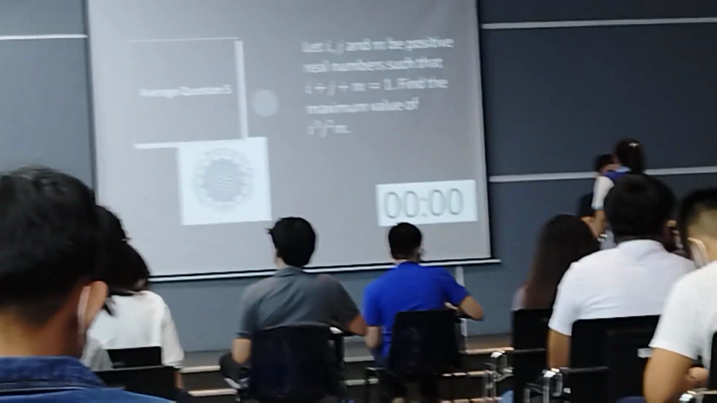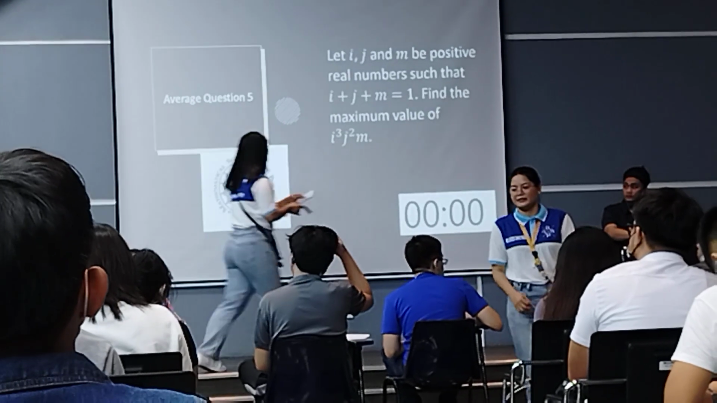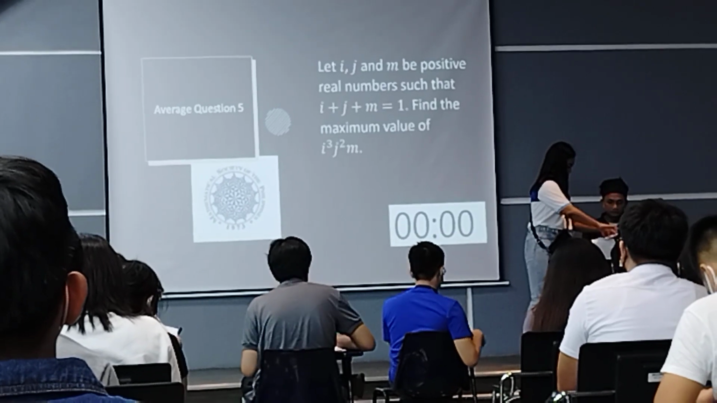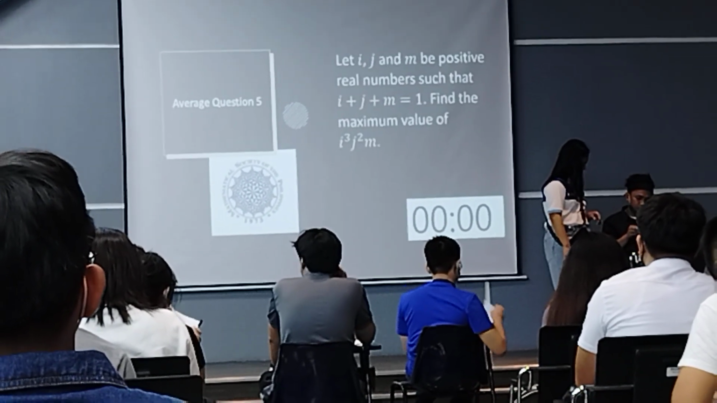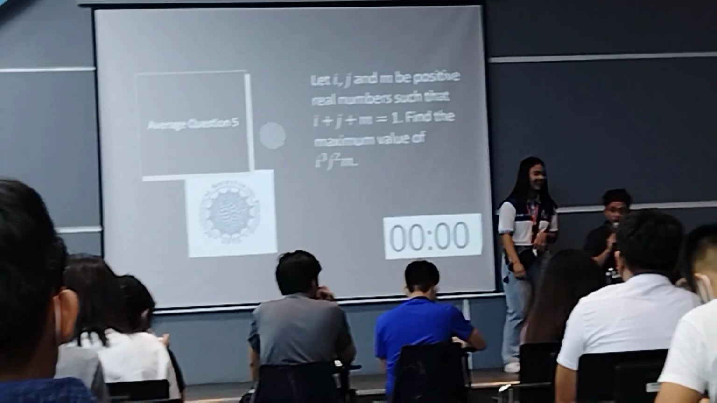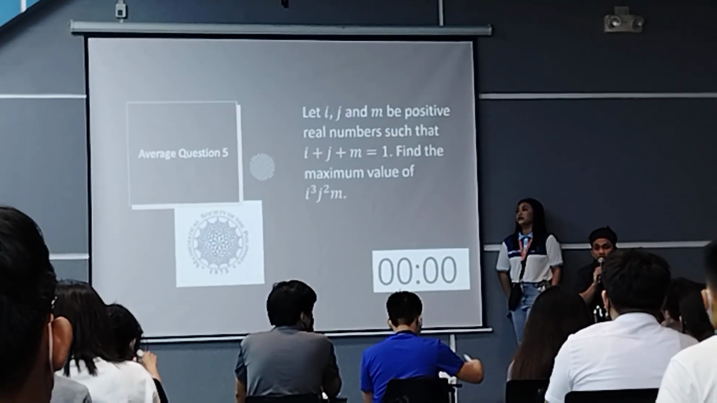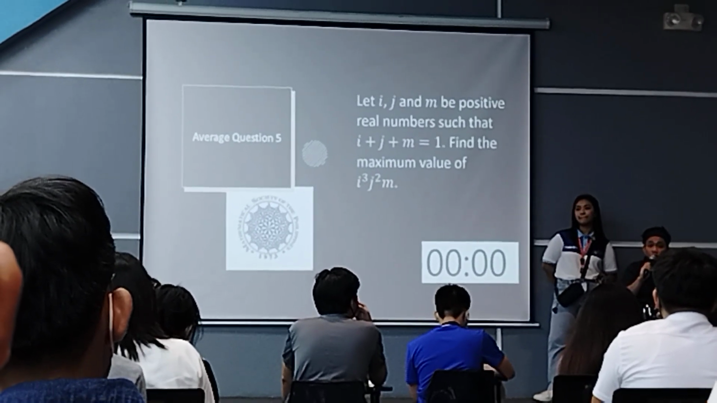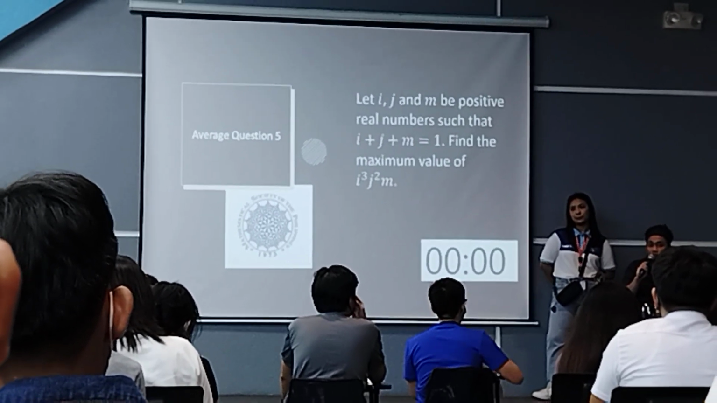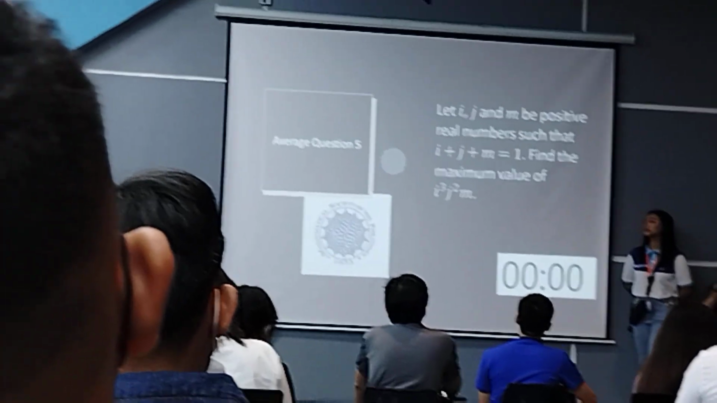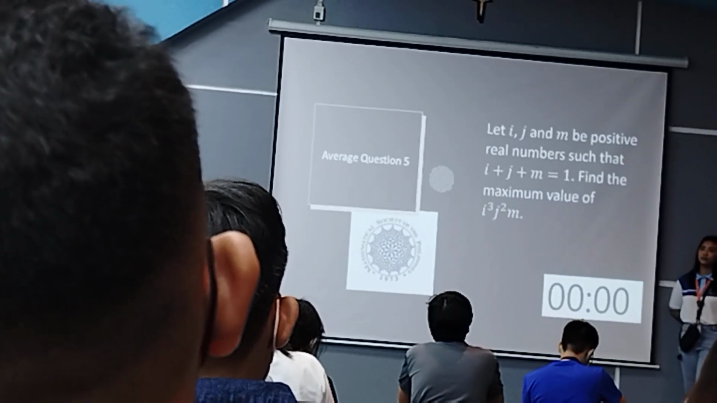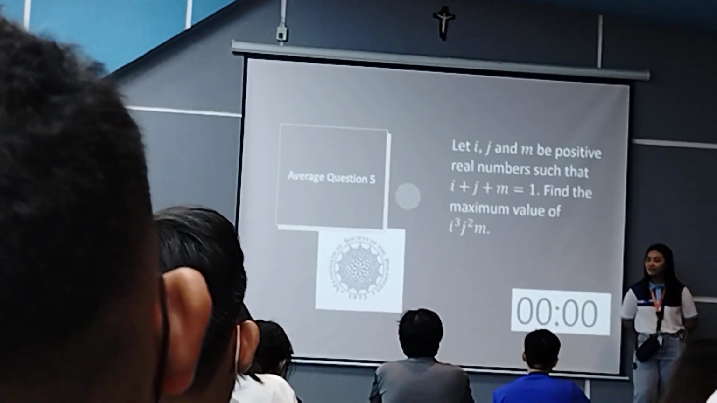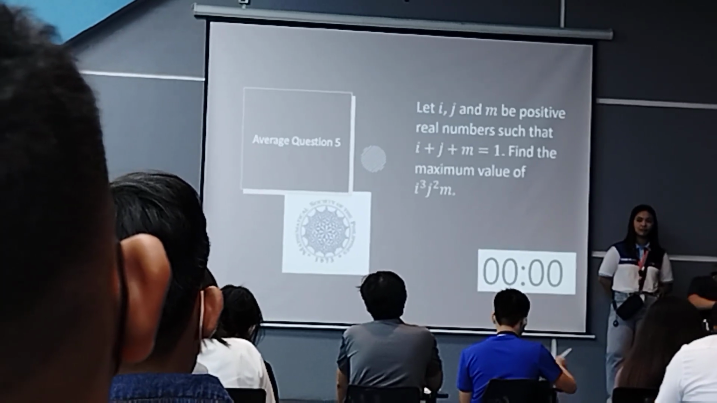The correct answer is 1 over 432. The shortcut here is for those who are not aware of it: you can use Lagrange multipliers. But the quickest shortcut is to just use the exponents, 3, 2, and 1. So I will just be 3 over 6, the sum of the exponents, that is 1 half. J is 1 third, M is 1 over 6. You can use the exponents to get the values of I, J, M that will maximize.